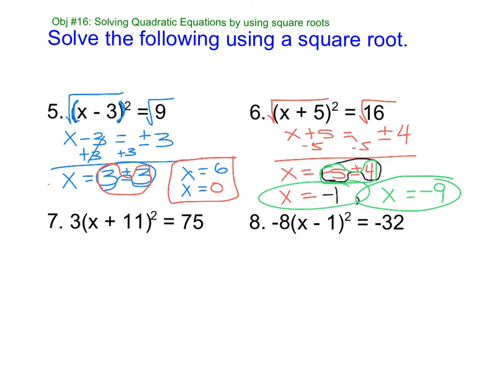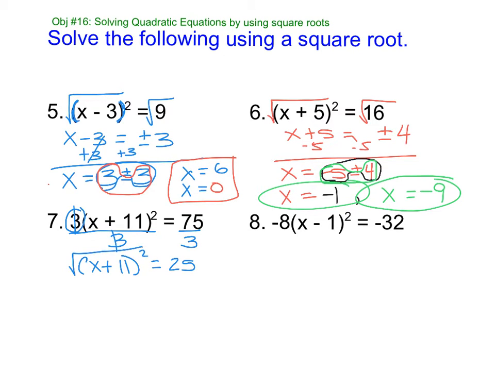All right, next one. So now here, notice we have this 3 in front. So this is where we need to isolate. We're going to divide to get our parentheses by itself. Divide both sides by 3. X plus 11 squared equals 75 divided by 3 is 25. All right, now pause it and finish this. You can do this one on your own now.